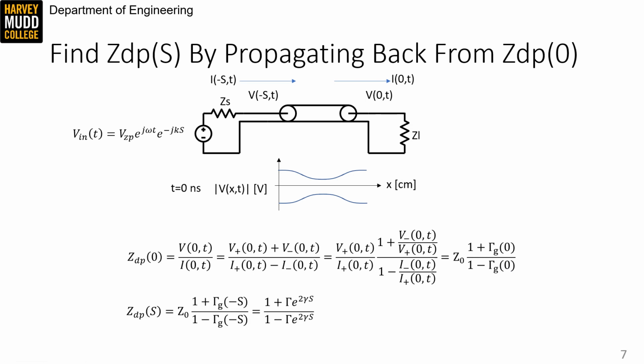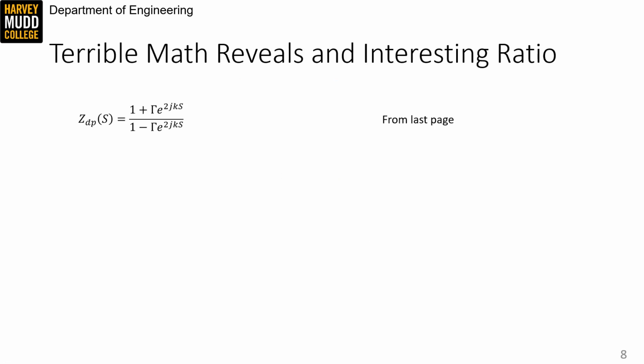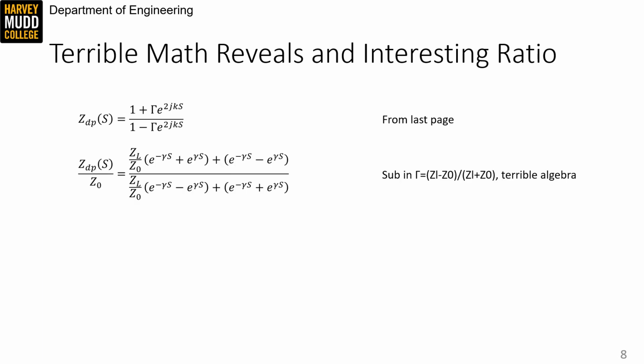That form suggests that finding ZDP at point s is as simple as substituting our expressions for generalized gamma into the ZDP of s equals 0 equation. We do that in this second set of equations and wind up with a tidy looking expression for ZDP. We can simplify this expression further, and we're going to do so on this page. First, we're going to skip a lot of algebra in order to rearrange this expression in terms of ZDP over Z0, which we call our normalized driving point impedance.